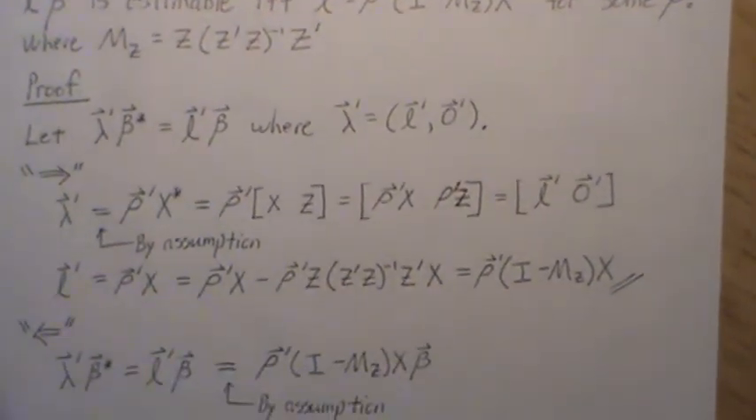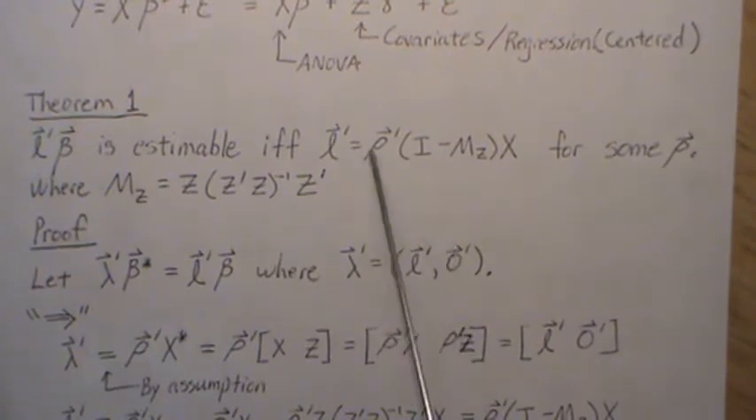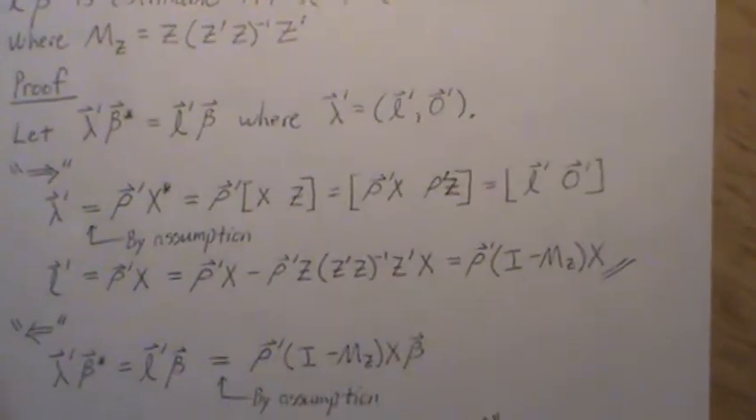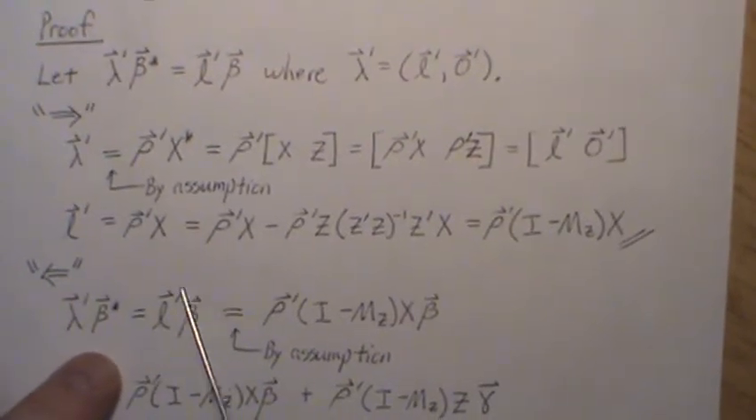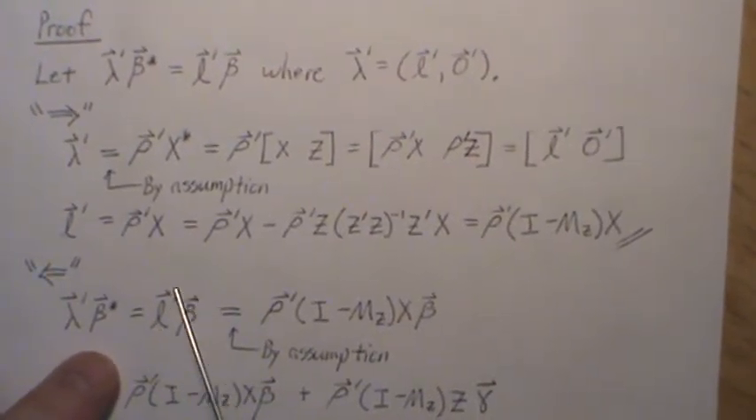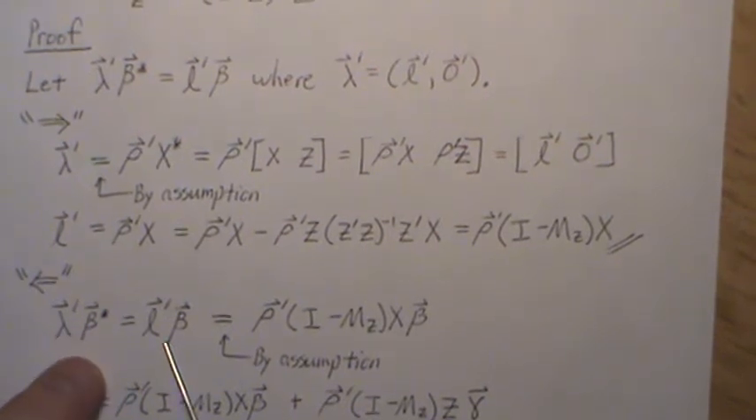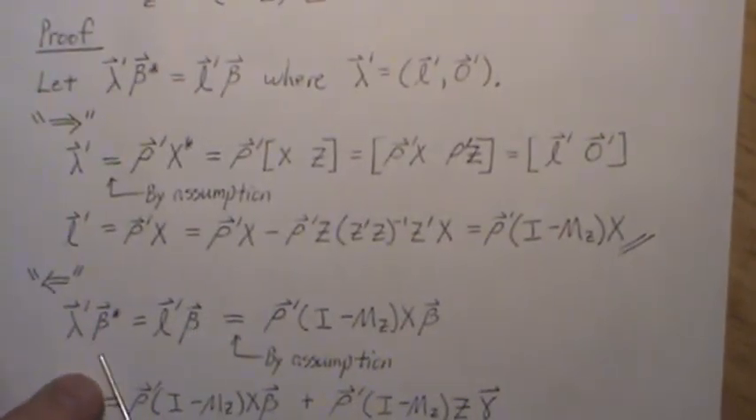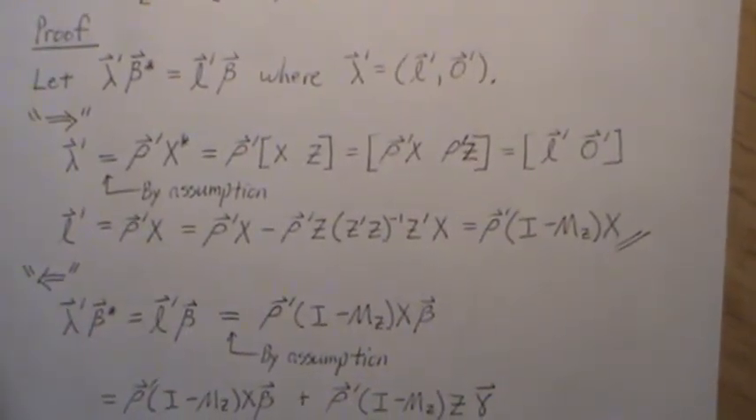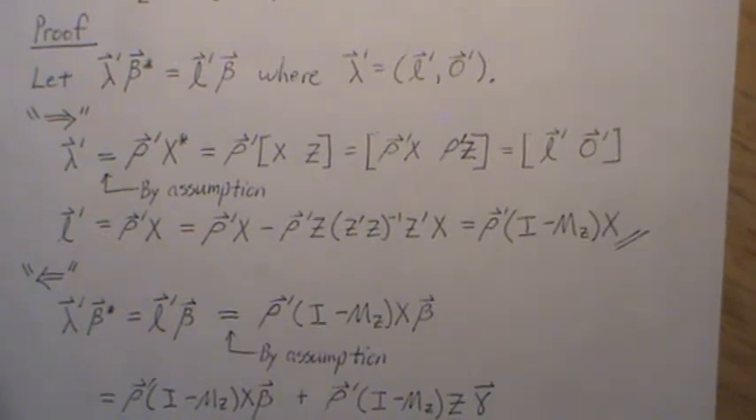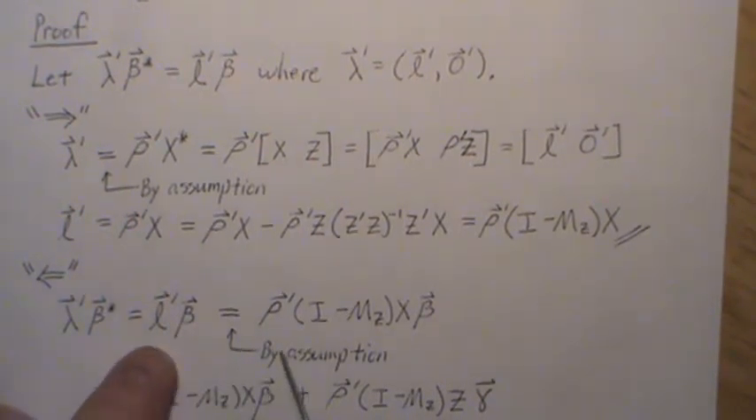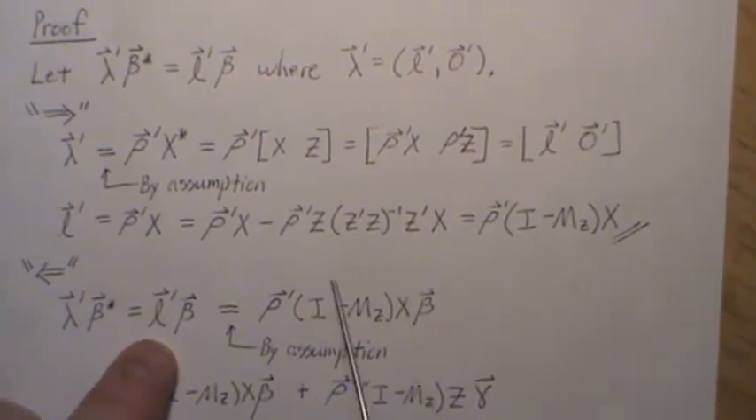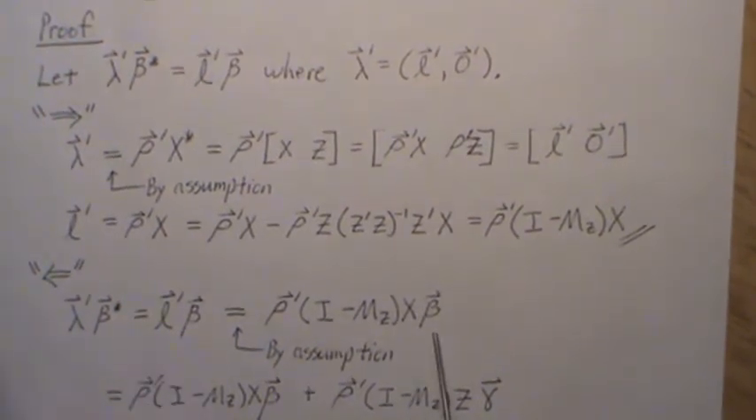Now let's prove it the other way. Assume this is true, and then it has to be estimable. As a reminder, this is equal to this. So the linear combination of the betas is equal to lambda transpose beta star, of course, where the last pieces of this lambda vector are 0, so it equals this. Now, by assumption, L has to be this.